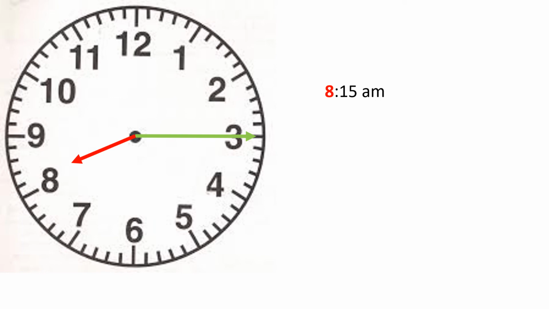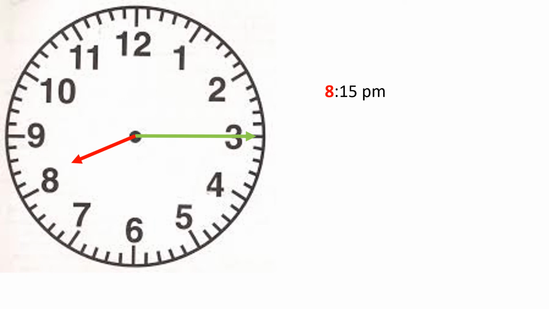Right, this time is 8:15 AM in the morning. So we know we don't need to change the hour time for the 24-hour clock. We just need to add that extra 0. So remember, we need to have 2 digits for our hour. So the 24-hour digital time is going to be 08:15.